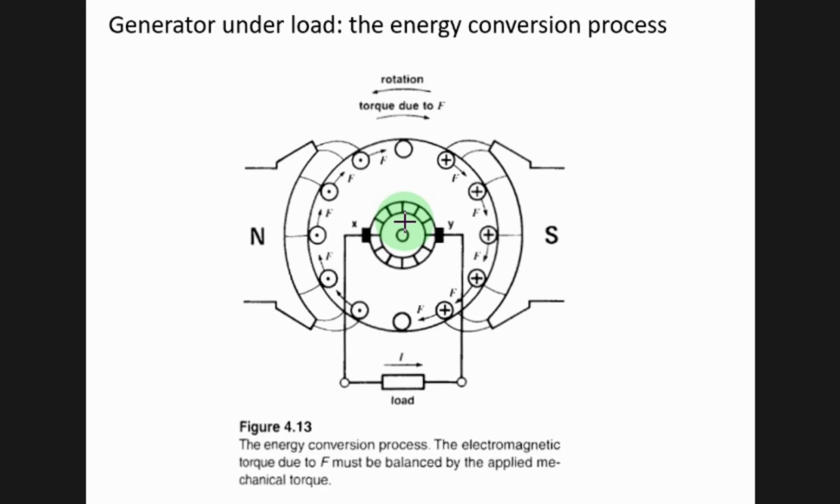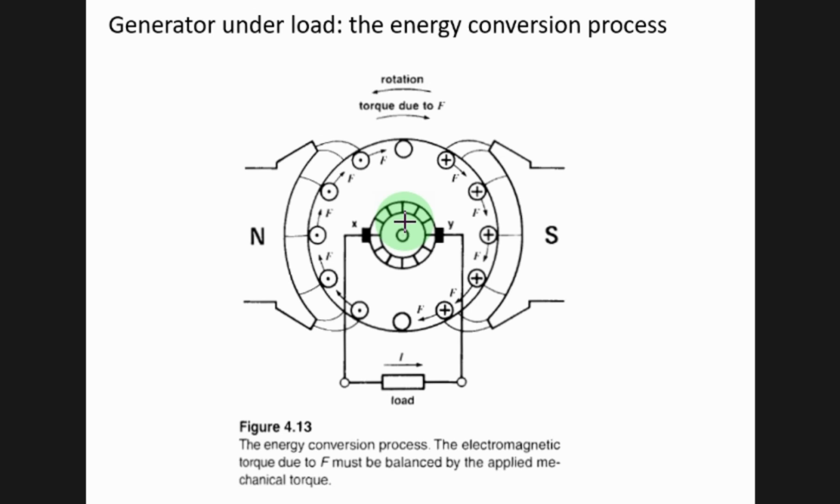So the external force that you apply to rotate the armature of the generator is converted into electrical energy, and only then do you get current I as the output. The input power is mechanical, and the output power is equal to the generated EMF voltage times the current going through the load. That is how the energy conversion process happens in the generator.